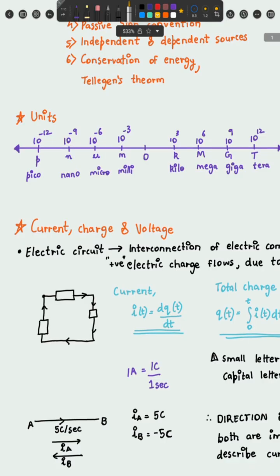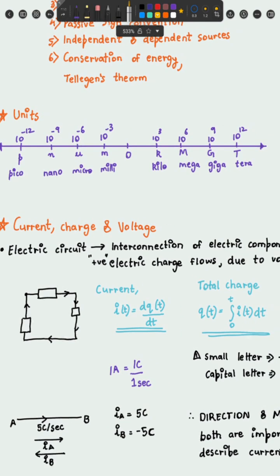So, units. So we have the following units. On the positive side of tens, you have kilo, mega, giga, tera. And on the negative side of tens, you have milli, micro, nano, and pico. Why do we use this? So what happens is in some devices, the current which you want is very less.